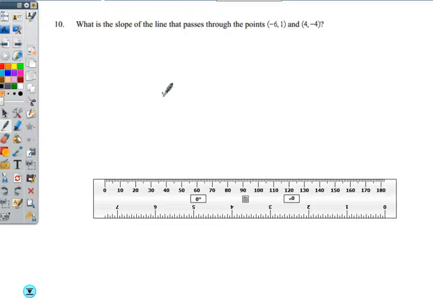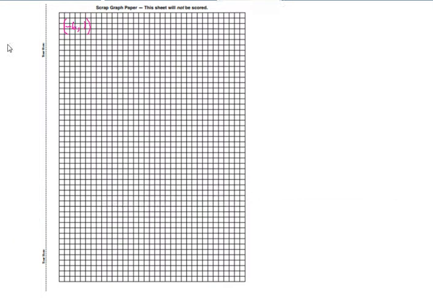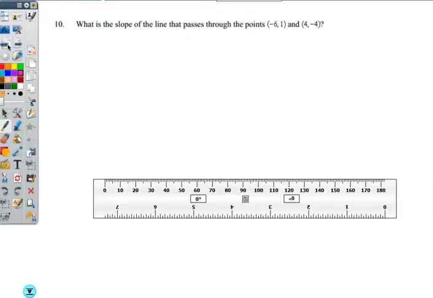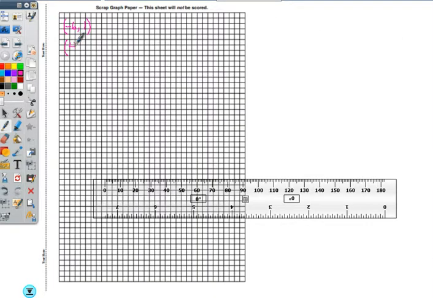I have the point -6, 1. Okay, -6, 1. And I have the point 4, -4. Be really careful. Make sure you write them down correctly.